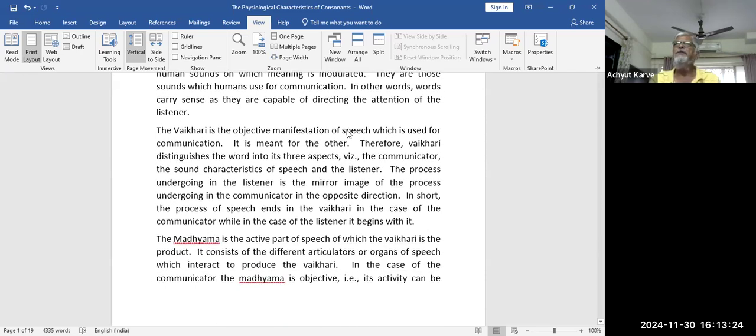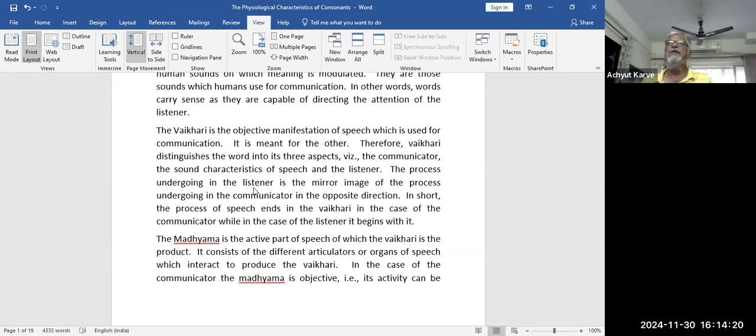The Vaikhari is the objective manifestation of speech, which is used for communication. It is meant for the other. Now, the Vaikhari part of speech is for the other, because the listener listens and takes the meaning. Therefore, Vaikhari distinguishes the word into its three aspects, that is, the communicator, the sound characteristics of speech, and the listener. So, there are three objectives that are fulfilled by the Vaikhari. That is, the communicator gets installed. Then the sound characteristics, because words appear as sound, you can investigate the sound characteristics. And the third is the listener.